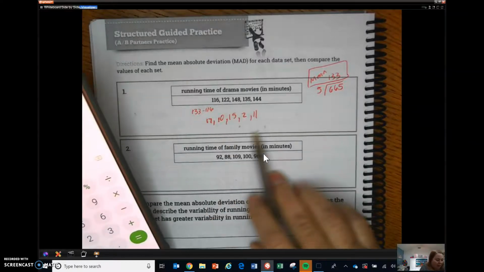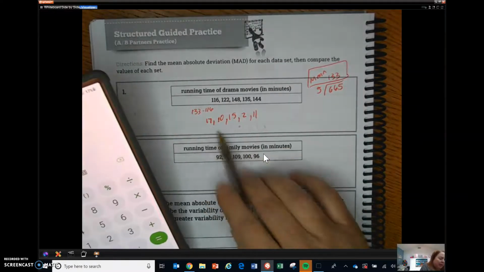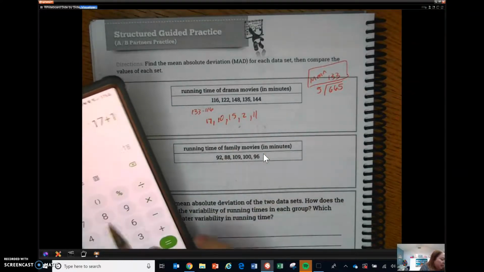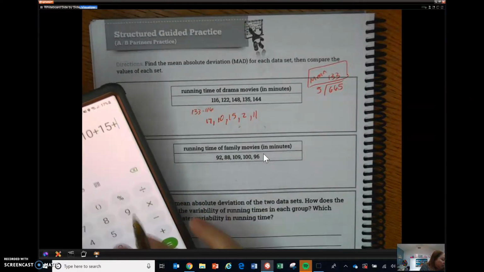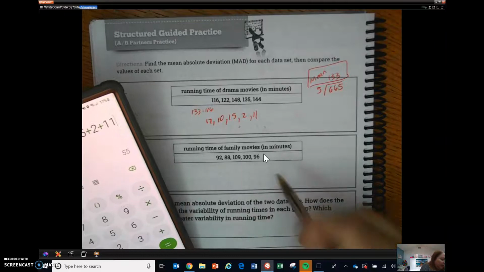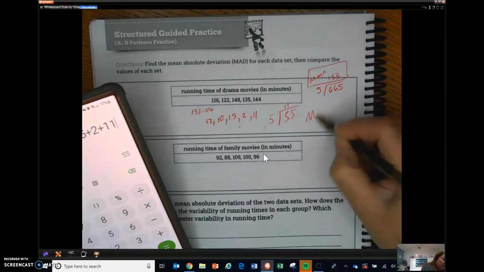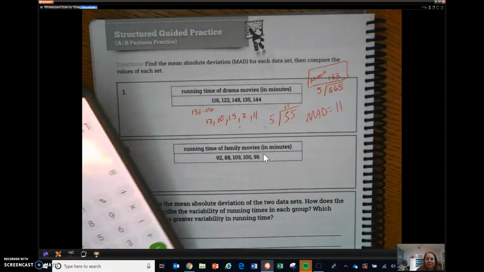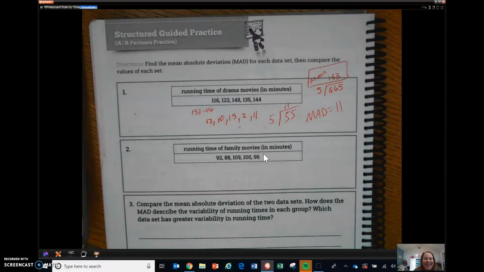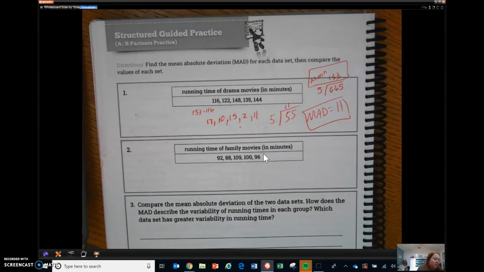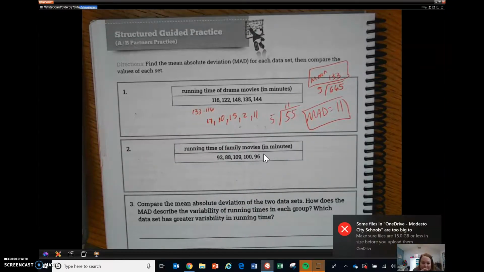Okay, now I'm going to add all these up together, divide by 5, and get the MAD. So there's 17 plus 10 plus 15 plus 2 plus 11 equals 55. Divide by 5, I get 11. So MAD equals 11. All right? If you're back with me, hopefully you got these two answers. Now we're going to do the same thing for running time in family movies. So this was in drama movies, and now this one is in family movies.